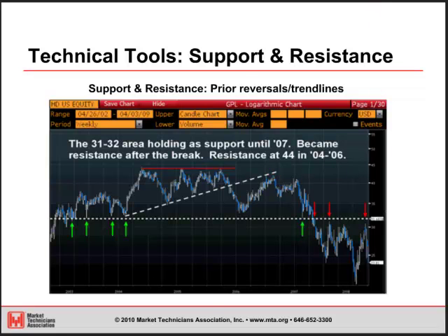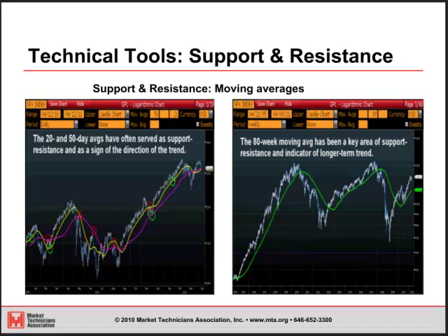So we can also take a look at moving averages. Just looking at the S&P going back over the last year for shorter term stuff, or many years for longer term stuff, the 20 and 50-day moving averages have often served as support and resistance, and as a sign of the direction of the trend. The 20-day for the short-term trend, the 50-day for an intermediate-term trend.